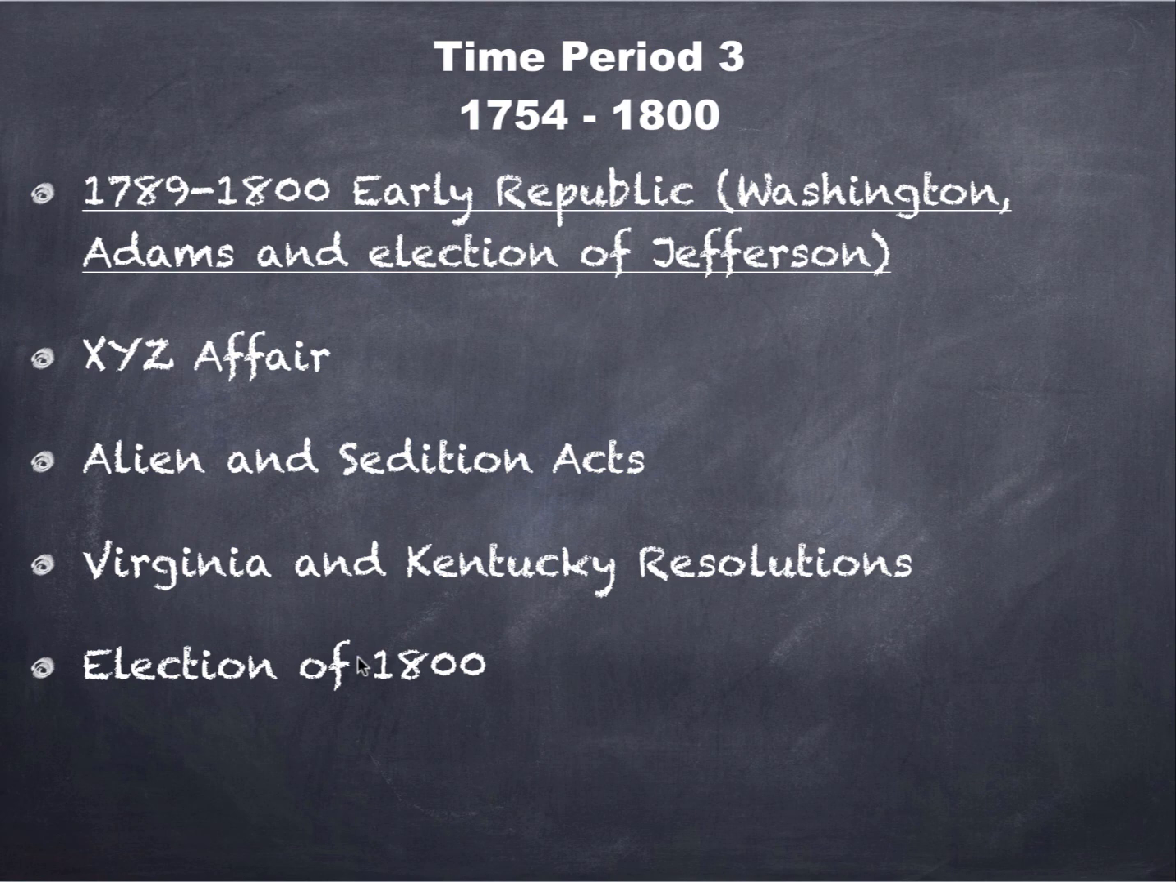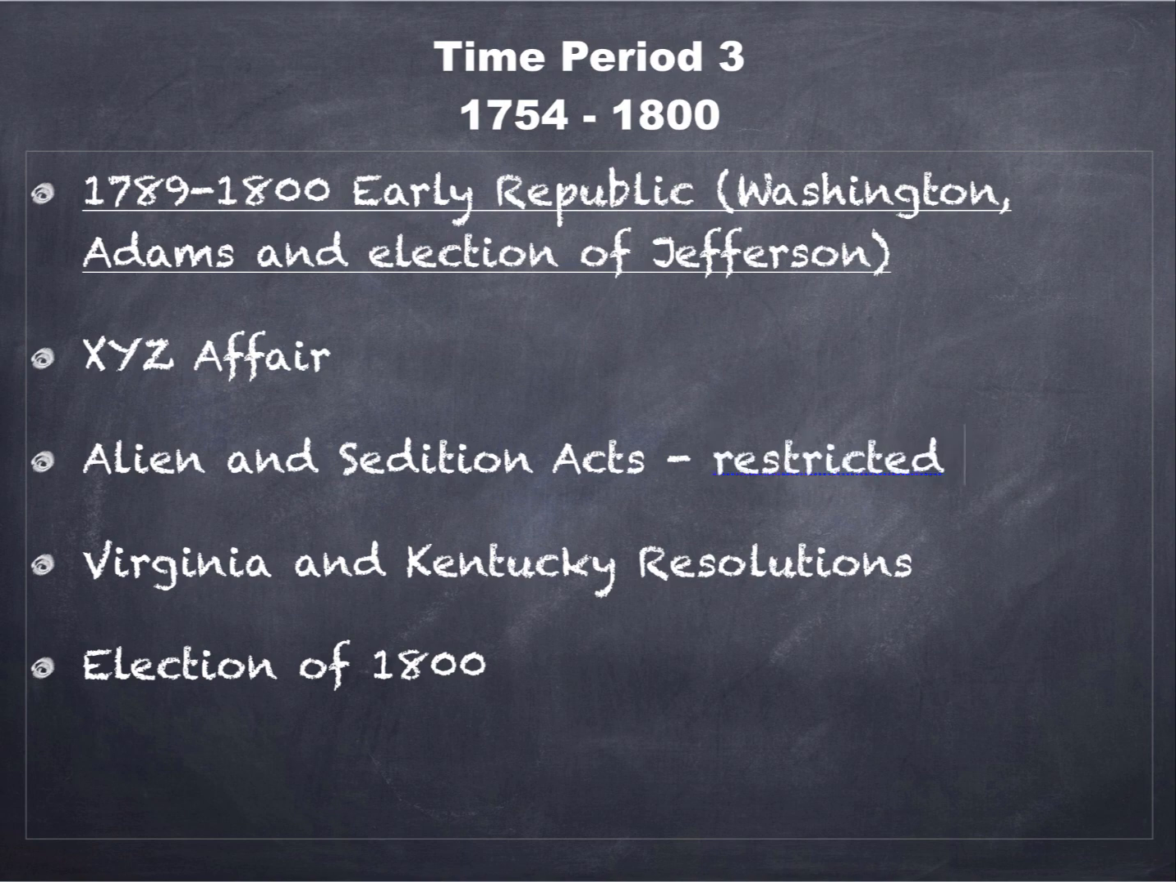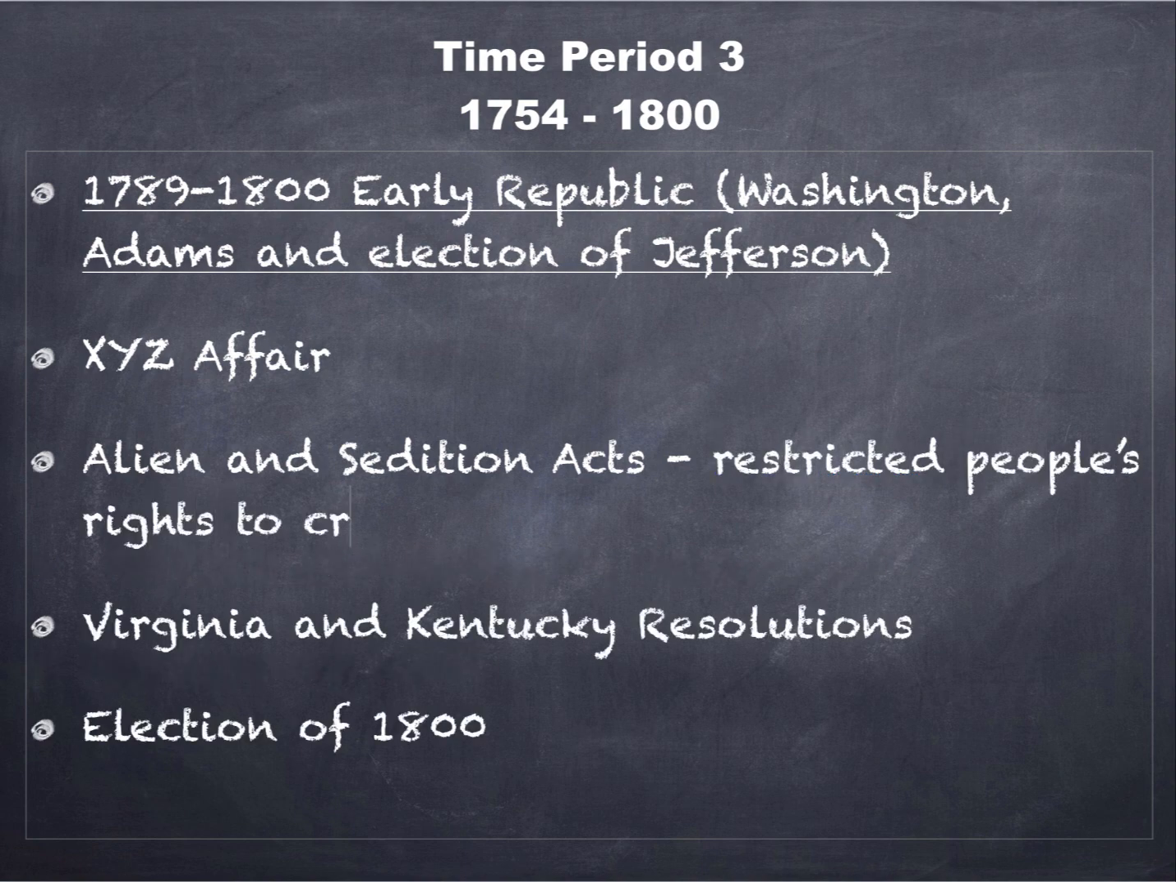But the presidency of Adams, we tried to get the French to stop impressing us. We sent over representatives there. They wouldn't even allow us to meet. That became known as the XYZ affair. So there was a lot of anti-French sentiment in the country when we came back. And then Adams and his party passed the Alien and Sedition Acts. And this restricted people's rights to criticize the government.